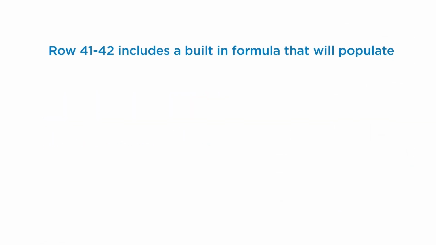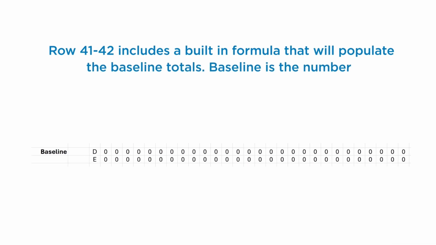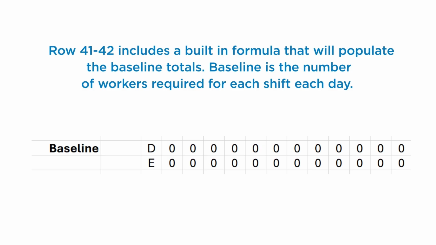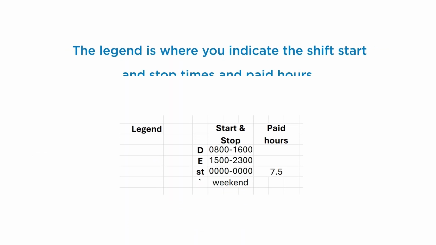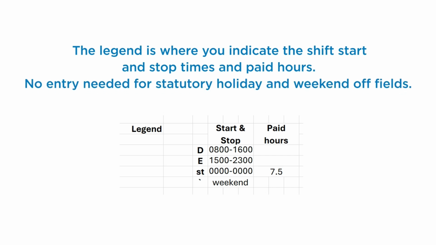Row 41 through 42 includes a built-in formula that will populate the baseline totals. Baseline is the number of workers required for each shift each day. The legend is where you indicate the shift start and stop times and paid hours. No entry needed for statutory holiday and weekend off fields.